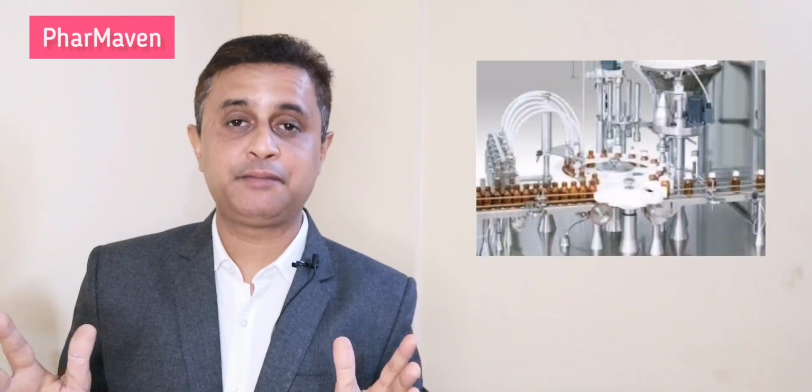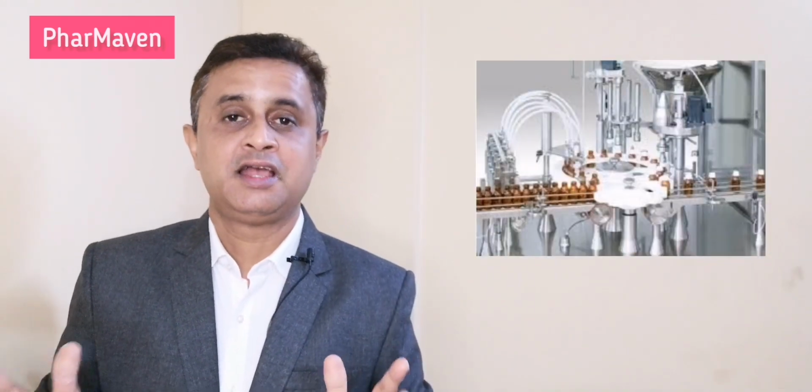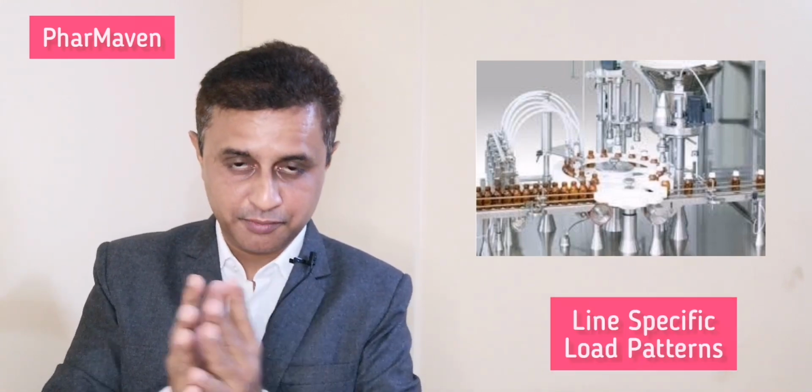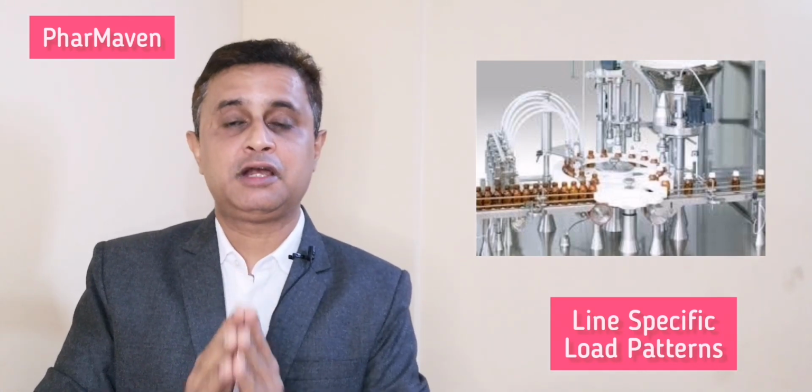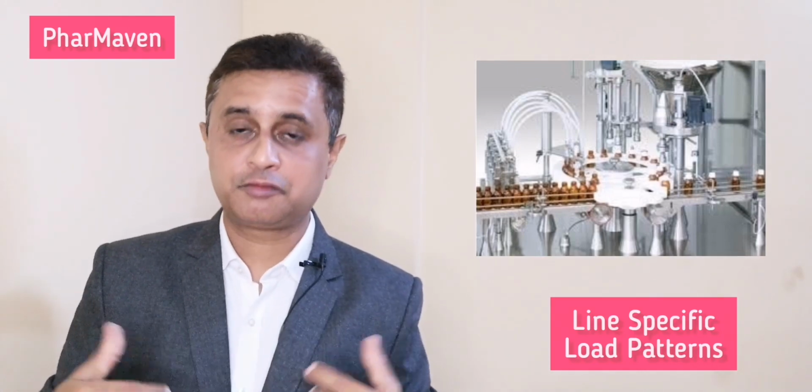Then we have a load pattern for the filling assembly. If you have multiple filling lines, and each filling line has a separate filling assembly, then you have multiple filling assembly loads. Then you have your sanitization solution load. You have to sanitize your grade B and grade C areas, and for that you need a sterile load.